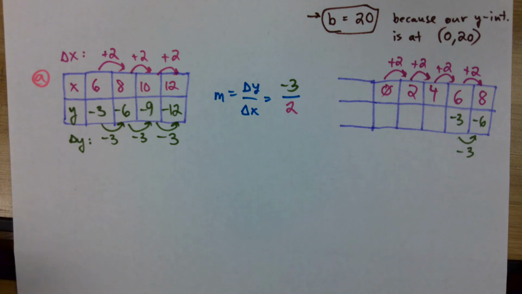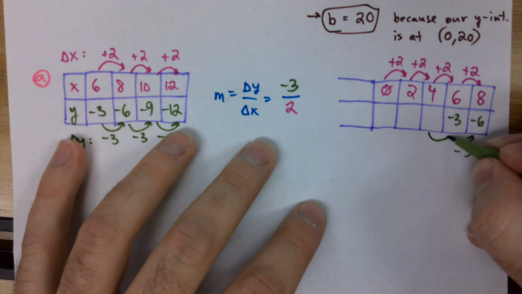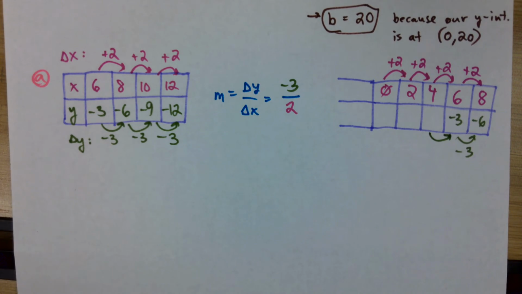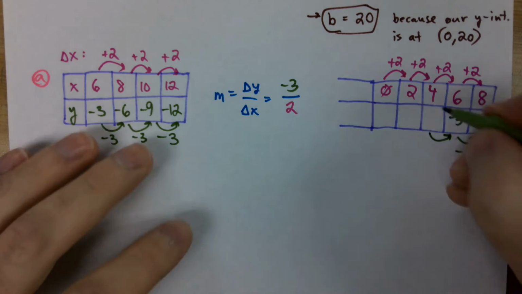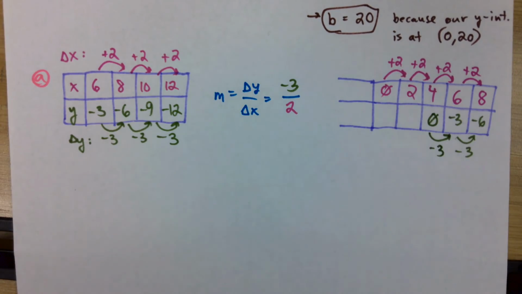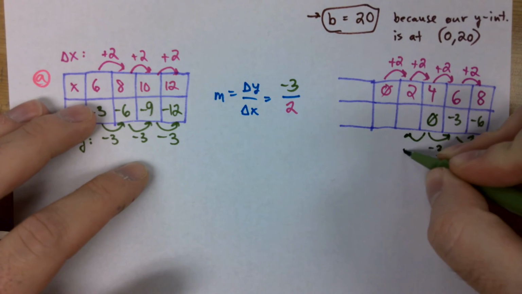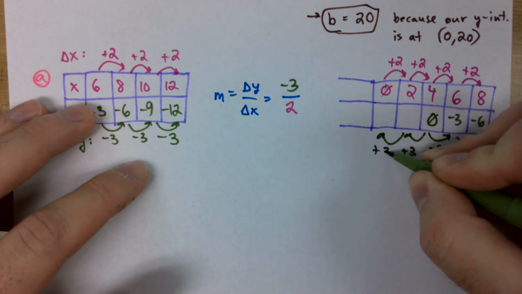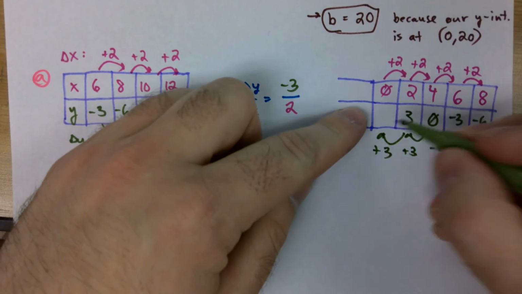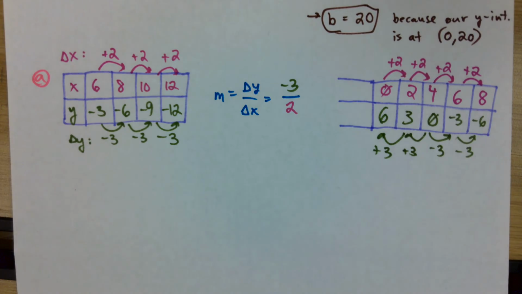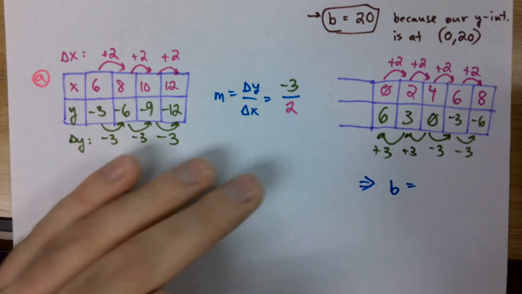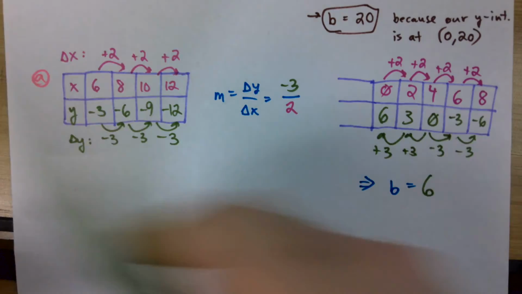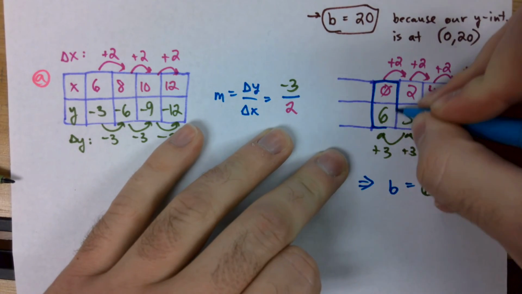Now we just have to backtrack the y-axis. So what's going to come right before negative 3 if we're subtracting 3 each time? 0. That's right. Let's go ahead and I'll write plus 3 in the other direction. We're going to get 3. And then we're going to get 6. So what is our value for b here? 6. Exactly. We're looking for this box right here.